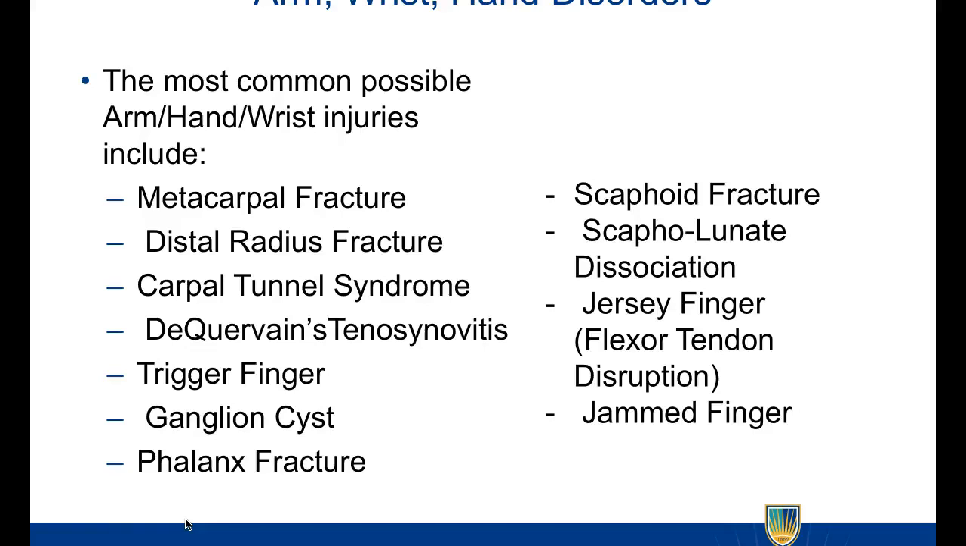Arm, hand, and wrist disorders. The most common possible arm and wrist injuries include metacarpal fracture, distal radius fracture, carpal tunnel syndrome, De Quervain tenosynovitis, trigger finger, ganglion cyst, phalanx fracture, scaphoid fracture, scapholunate dissociation, jersey finger, flexor tendon disruption, and jammed fingers.